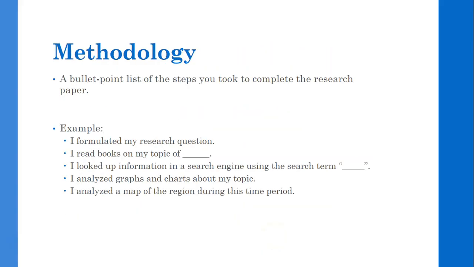Following the research question section is the methodology section, which is the method that you use to produce your research paper. This is a step-by-step, bullet-pointed list of what you did, of what your process was. So be sure to keep track of your steps as you progress.